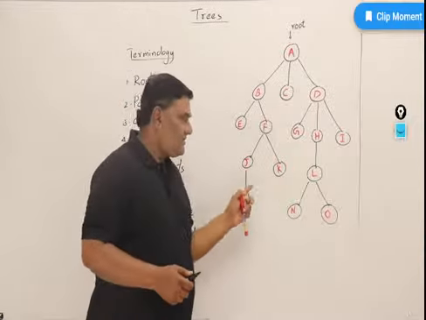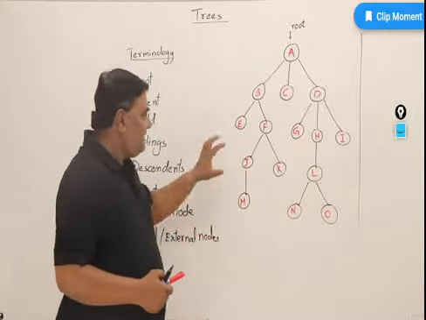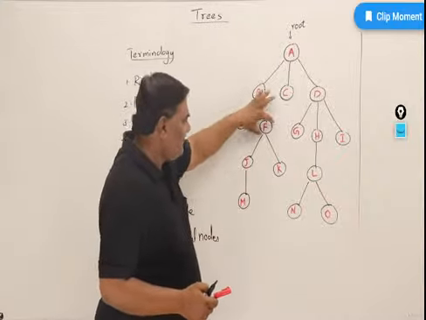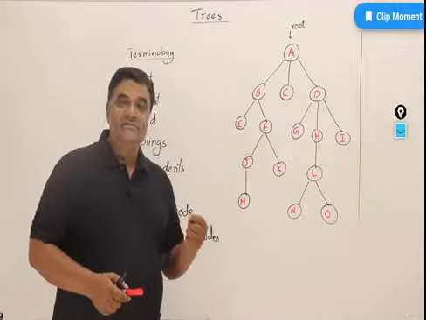See, here I have taken a general tree and the nodes contain alphabets so that it's easy for you to understand. Let us define a tree. A tree is a collection of nodes or vertices and edges. These links are called edges. If there are n nodes, then there will be n-1 edges.